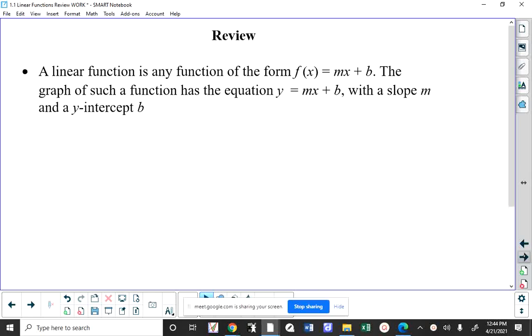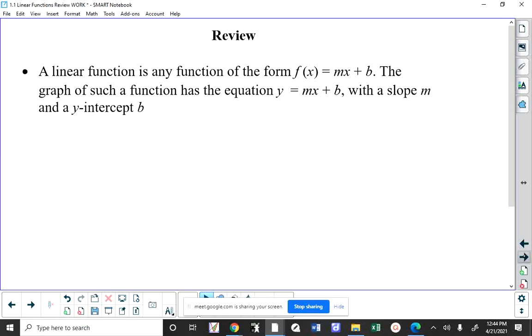A linear function is any function of the form f(x) = mx + b. The graph of a linear function can be written as y = mx + b. And I say it in two statements there because some people think a function is a graph. A function is not a graph. A function is a relationship between variables given in an equation form. But you can visualize that relationship. You can visualize that pattern by looking at the graph.